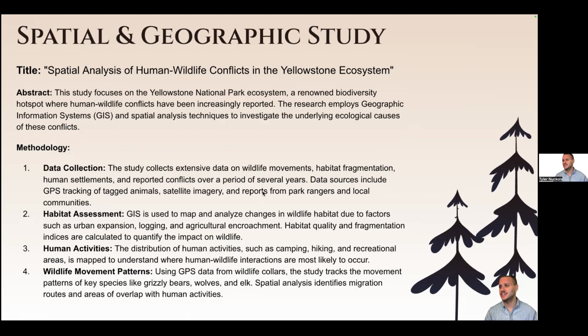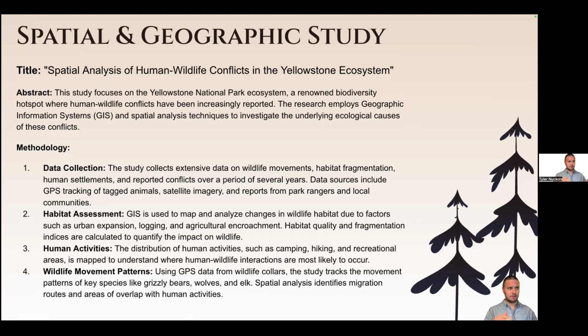Spatial and geographic studies, geographical information systems, GIS, incredibly crucial to managing and understanding human-wildlife conflicts, right? Creating maps, looking at satellite imagery, looking at habitat composition, tracking movement patterns by collaring wildlife to see how they're moving along the landscape. Incredibly crucial, highly specific and technological skills, highly valuable in the field. GIS and mapping is going to be used in almost any sort of really good human-wildlife conflict strategy. So definitely think about that.